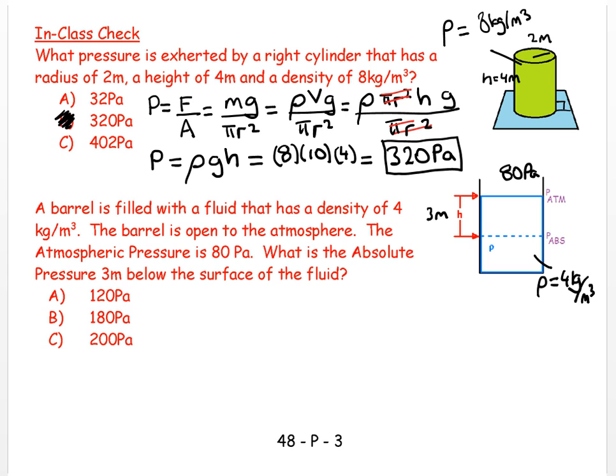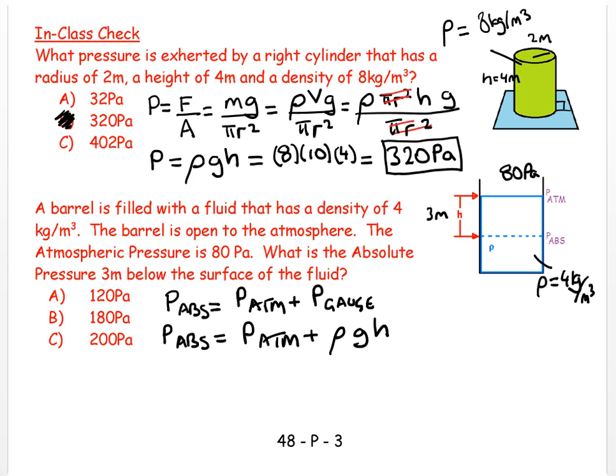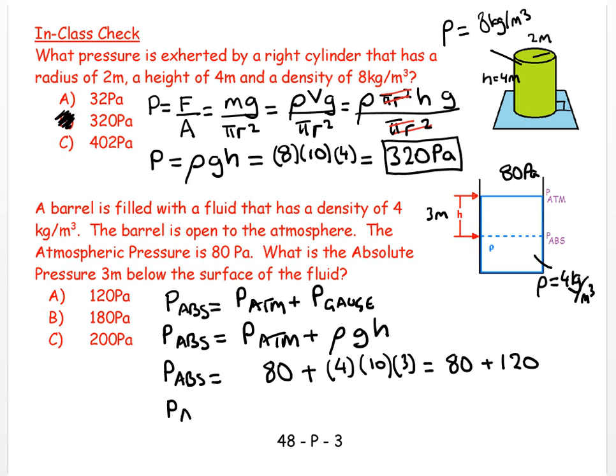And what we say is that the absolute pressure is equal to the atmospheric pressure plus the gauge pressure. And so my absolute pressure is equal to my atmospheric pressure, which was 80, plus rho GH: my density, which is 4 kilograms per cubic meter, times G, which is 10, times my H, which is 3 meters. So this is going to be 80 plus 120. So P absolute is equal to 200 Pascal.